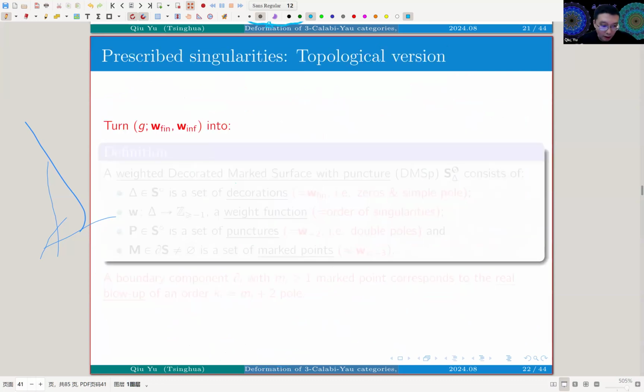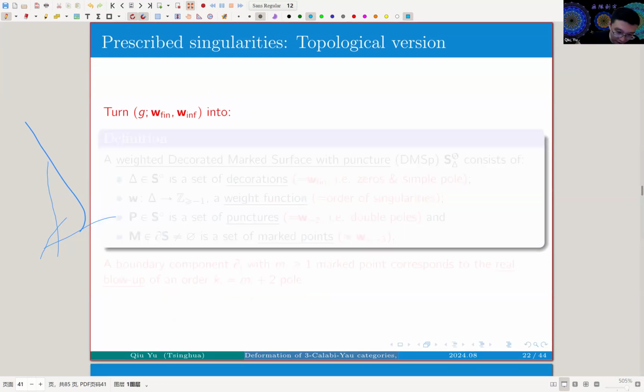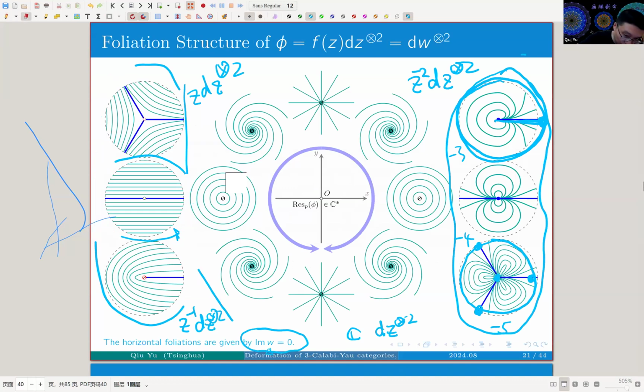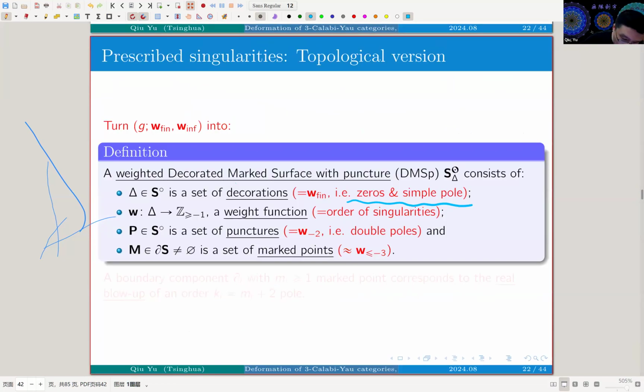So all the singularities can be translated to topological data, which is what we call a weighted decorated marked surface with punctures. The terminology is very long, but it's very natural because for the zeros and the simple poles, on the left-hand side, we want to have decorations. So we draw a circle in red, and we tell you the order of that decoration. So that's one type of singularity.